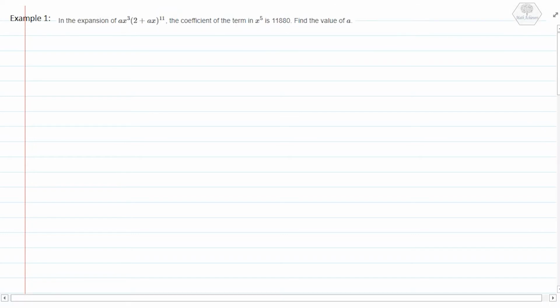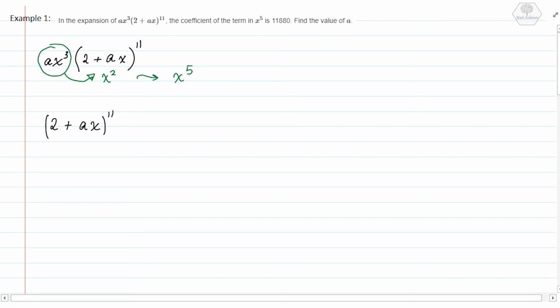In the expansion of ax cubed times (2 plus ax) all to the power of 11, the coefficient of the term in x to the power of 5 is 11,880. Find the value of a. Now, I have ax to the power of 3 multiplied by (2 plus ax) to the power of 11. In order to get the term having x to the power of 5, I need to multiply this ax to the power of 3 times x squared, so I can get x to the power of 5. So now I need to find the term containing x squared in the expansion of this binomial.